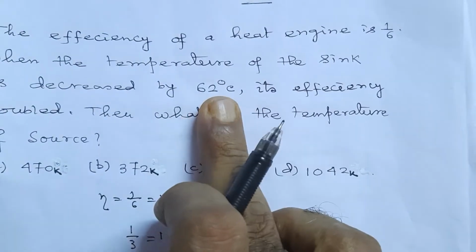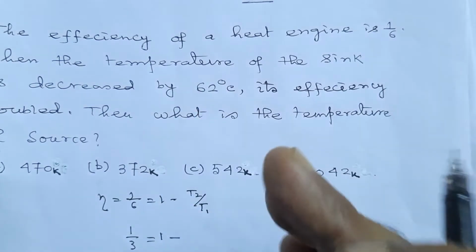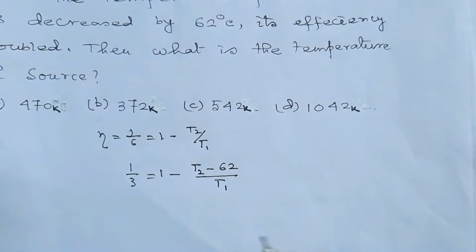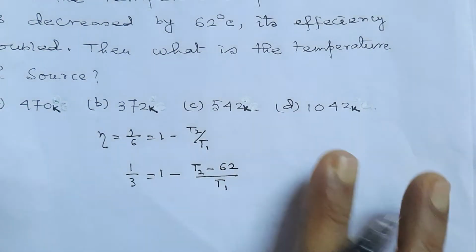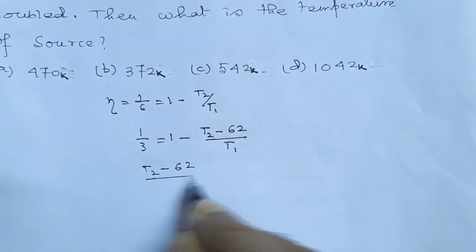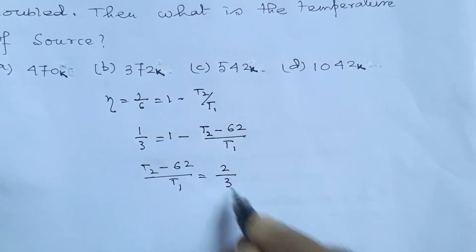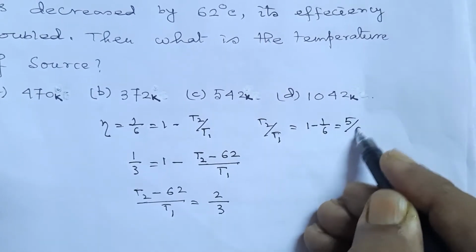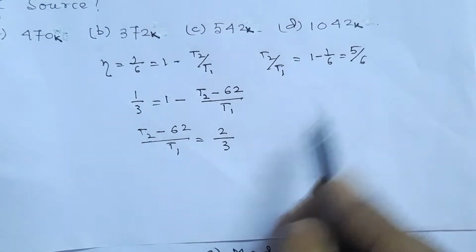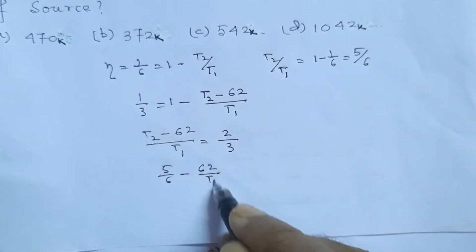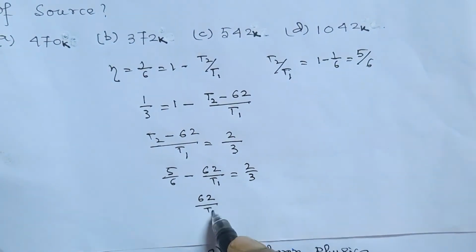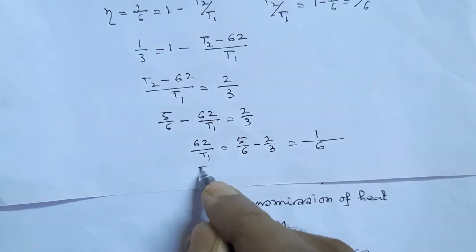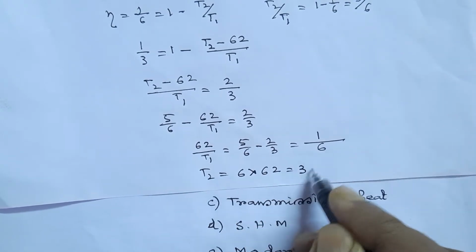When the sink temperature is decreased by 62 degrees centigrade, or 62 Kelvin, we have (T2 − 62)/T1, and then efficiency is 1/3. So (T2 − 62)/T1 equals 1 − 1/3, that is 2/3. And T2/T1 was 1 − 1/6 from the first relation, that is 5/6. So T2/T1, that is 5/6, minus 62/T1 equals 2/3. So 62/T1 equals 5/6 − 2/3, that is (5 − 4)/6 = 1/6. So T1 equals 6 into 62, that is 372 Kelvin.